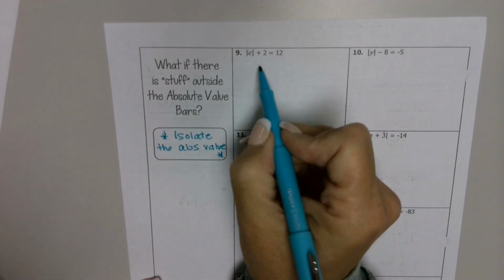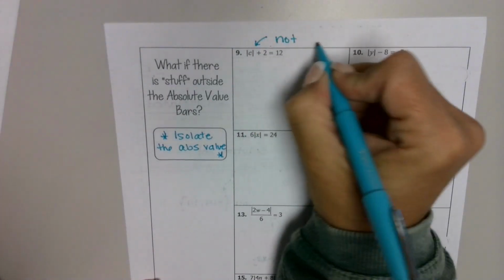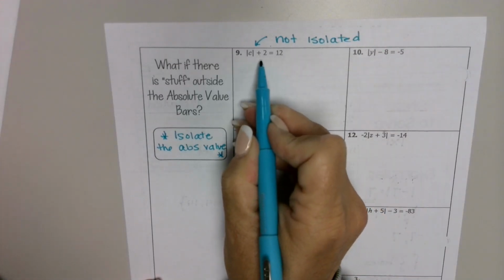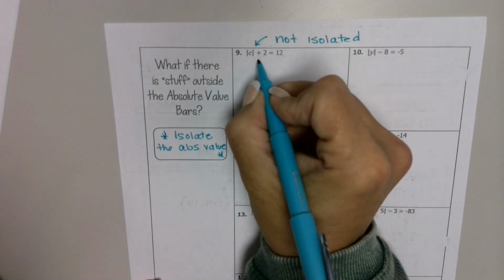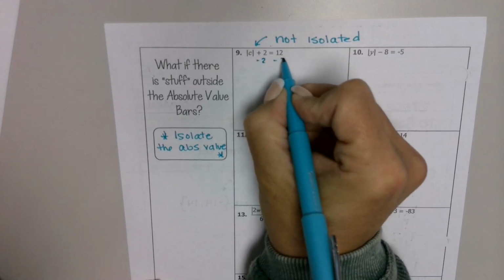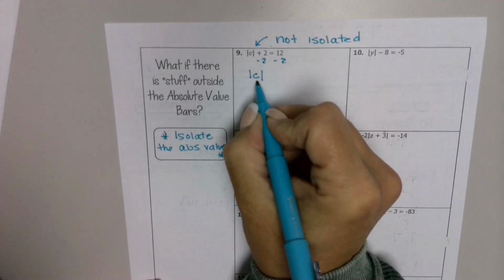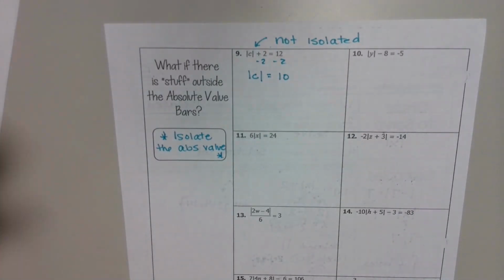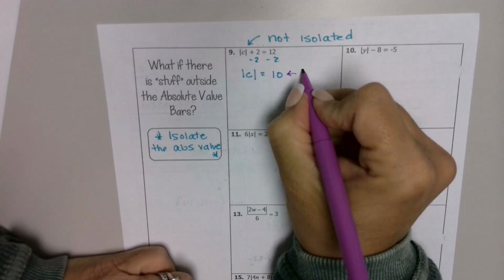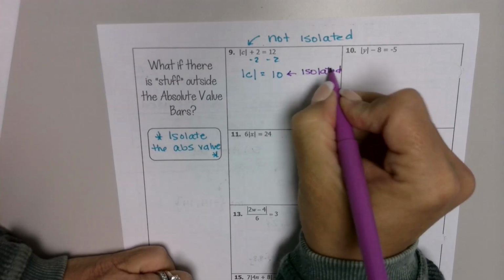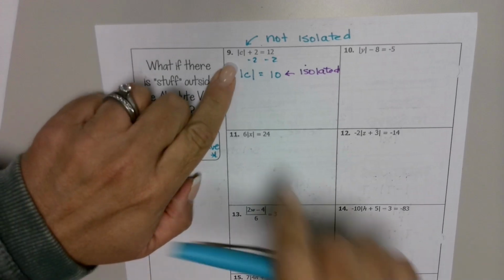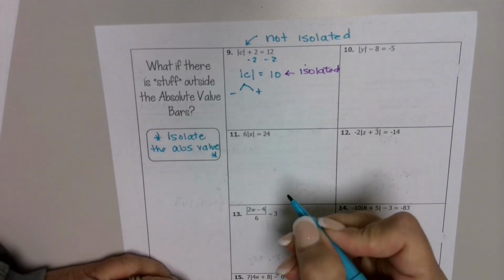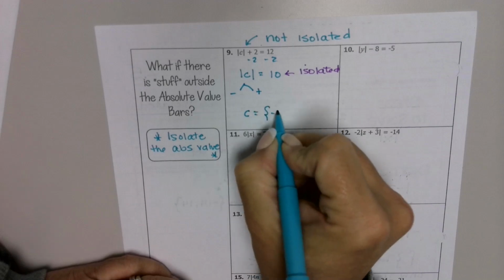So if I look at this problem, it is not isolated. And the reason it's not isolated is because I have this +2 right here. So the first thing, before I make a positive and a negative, the first thing that I have to do is get rid of that 2. And this gives me that the absolute value of C equals 10. So now, at this point, I'm going to change my colors right here. At this point, it's now isolated. If you separate this out and do positive and negative right away, you're going to get the wrong answer. So it's important. And at this point, I have a negative and a positive value. So C is going to equal -10 and 10.